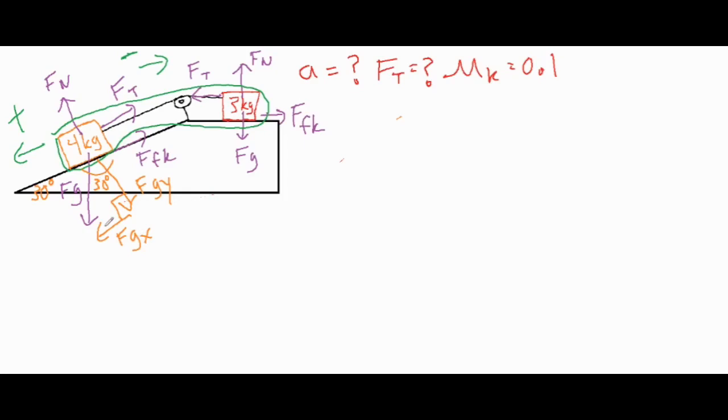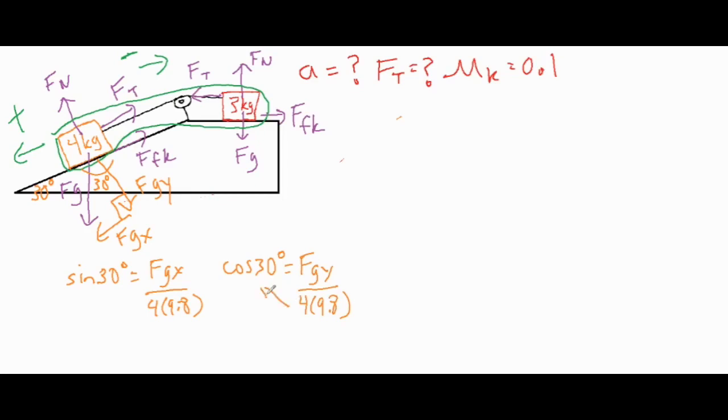Our FGX is opposite of our 30 degrees, and we're going to want to make sure we use the sine of 30 degrees. And sine is opposite, FGX, over our hypotenuse of FG, which is mg, 4 times 9.8. And then we're going to do the same thing for the adjacent side. And we're going to grab cosine of 30 degrees, because that is the adjacent, our FGY side, again, over our hypotenuse, which is FG. FG is mg, 4 times 9.8.